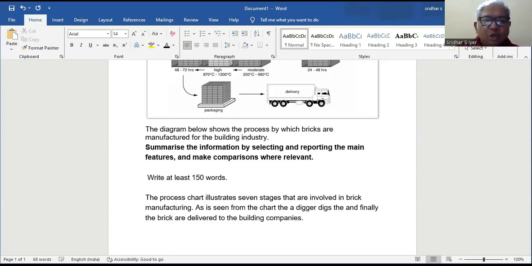Okay, the process chart illustrates several stages that are involved in brick manufacturing, as is seen from the chart that a digger digs the clay, and finally the bricks are delivered to the building companies. All right. So this is how we have introduced.